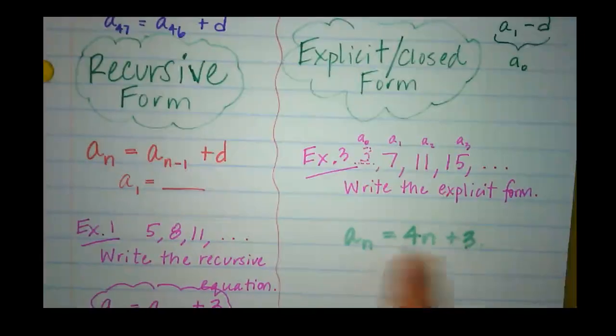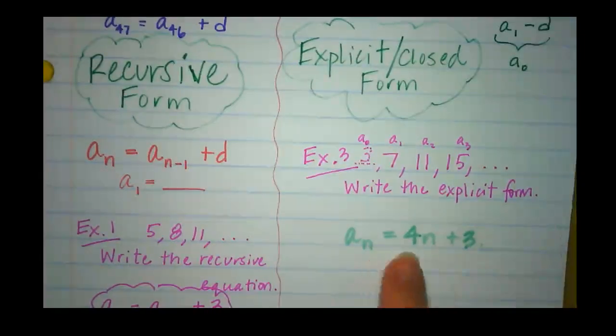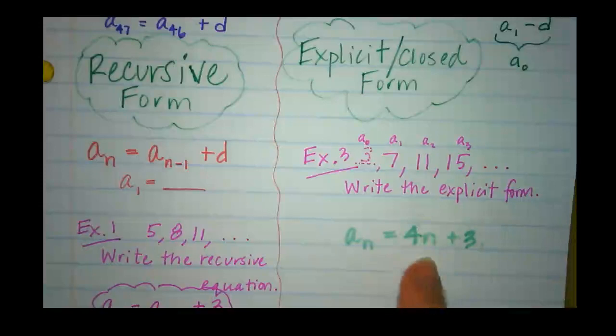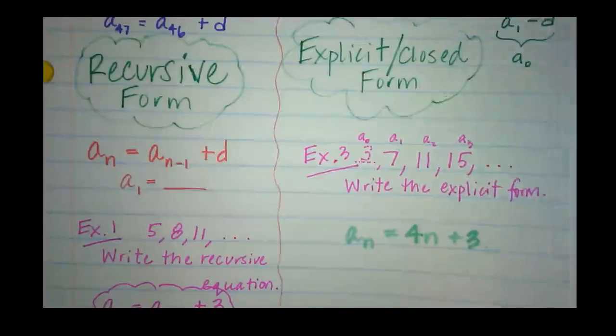So if I want to get any term in this sequence, I'm going to multiply the common difference times the term number that I want. And I'm going to add it to A0, which is going to compensate for the fact that our sequence doesn't start at 0, but it does start at 7. But since we're multiplying it by the number we want, we're going to back it up 1. And I really do hope that makes sense.